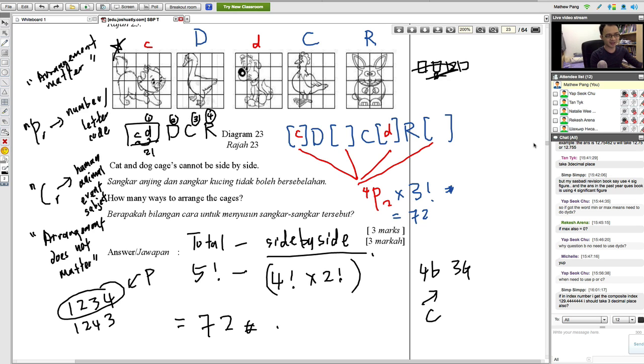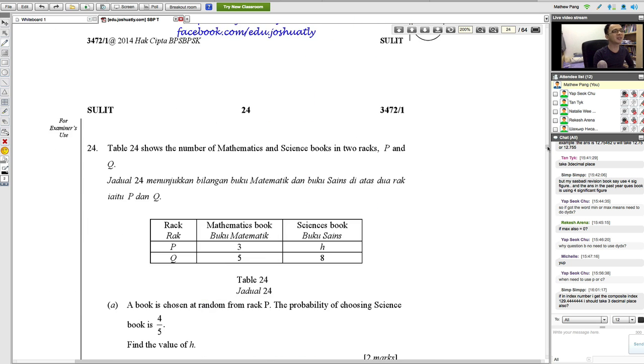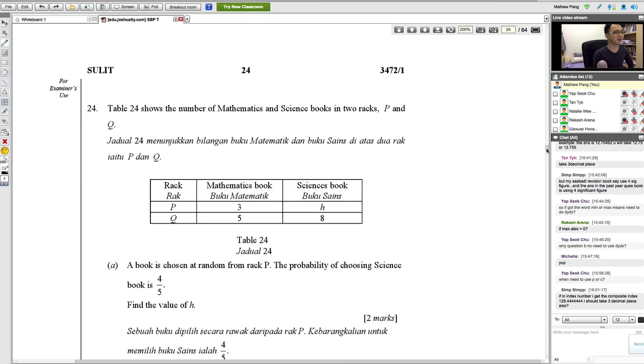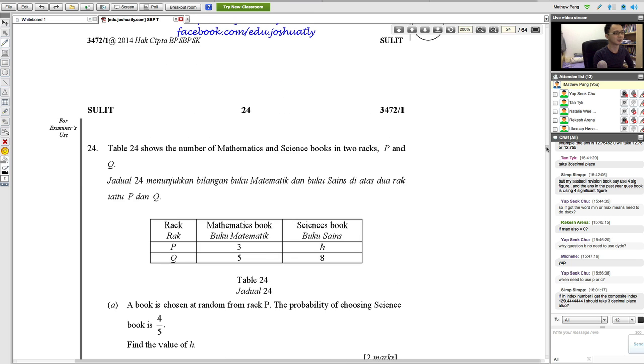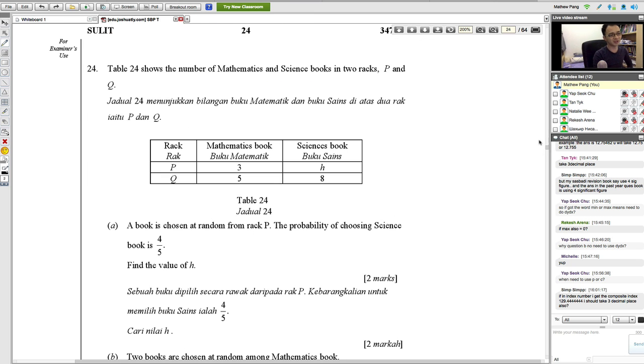If in the index number, I get a composite index 24 with 4, should I take 3 decimal places also? I think for index number you can take 2 decimal places, but I think 3 decimal places is correct also. I don't think the examiner will mark you wrong if you take 3 decimal places. But I'm not sure, since an index number is something related to percentage, normally I will take 2 decimal places for index number.